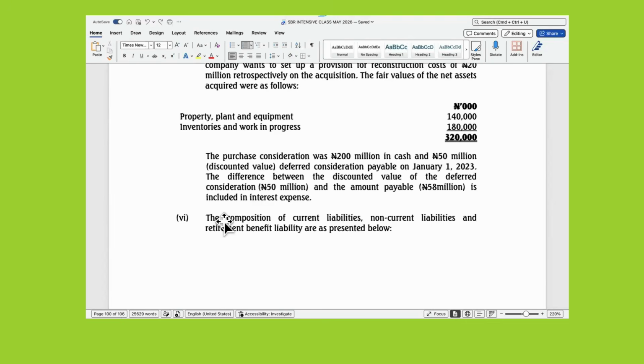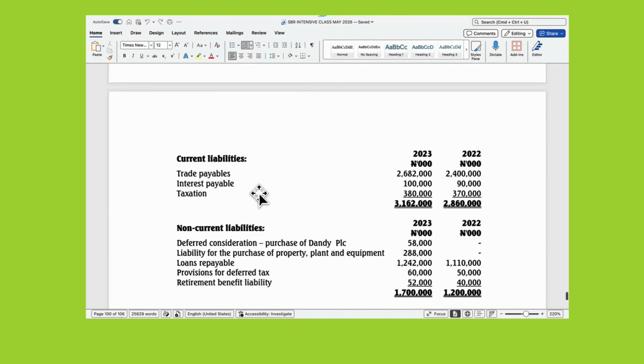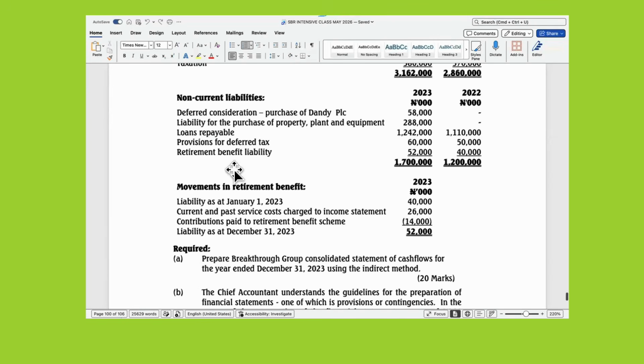Number 6, composition of current liabilities and non-current liabilities and retirement benefit are presented below. They gave us current liabilities: trade payables, interest payables, taxation, and non-current liabilities: deferred consideration, and that's 58. The liability is now 58, so that means there will be an interest expense on it. Liability for the purchase of PPE 288, loans repayable, provisions for deferred tax, retirement benefits. And they also give us movement in retirement benefit.